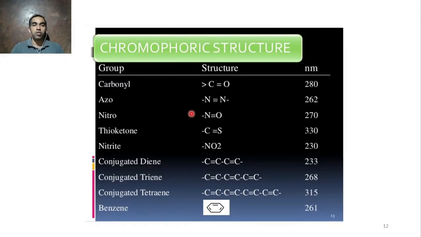So you can see these are some of the chromophores with their structures. The carbonyl chromophore absorbs around 280 nanometer, azo 262, nitro 270, thioketone 330. Extended conjugation and conjugated double bonds all come under chromophores. Even a single bond you can consider, because in alkanes the single bond is a chromophore, but it absorbs in the UV region, that's why you don't see any color for alkanes. Simple alkenes again are colorless, but conjugated alkenes start shifting to the visible region, that's why you start seeing color for these compounds.